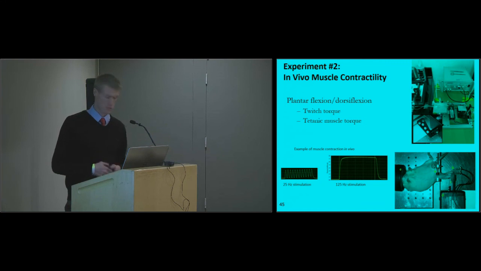This measure is, in essence, ridiculously simple. It's like a little accelerator pedal that the mouse's foot is taped to, and then you stimulate the tibial branch of the sciatic nerve to get plantar flexion, or you can do the fibular nerve to get dorsiflexion, and you can measure twitch torque or tetanic torque. You can see here repetitive twitch responses at 25 hertz. As you increase the rate, you get a summation of the twitch responses to get a muscle output. This gives us an assessment of muscle contractility, muscle strength, as well as force-frequency relationships, which can give you insight into muscle fiber type.